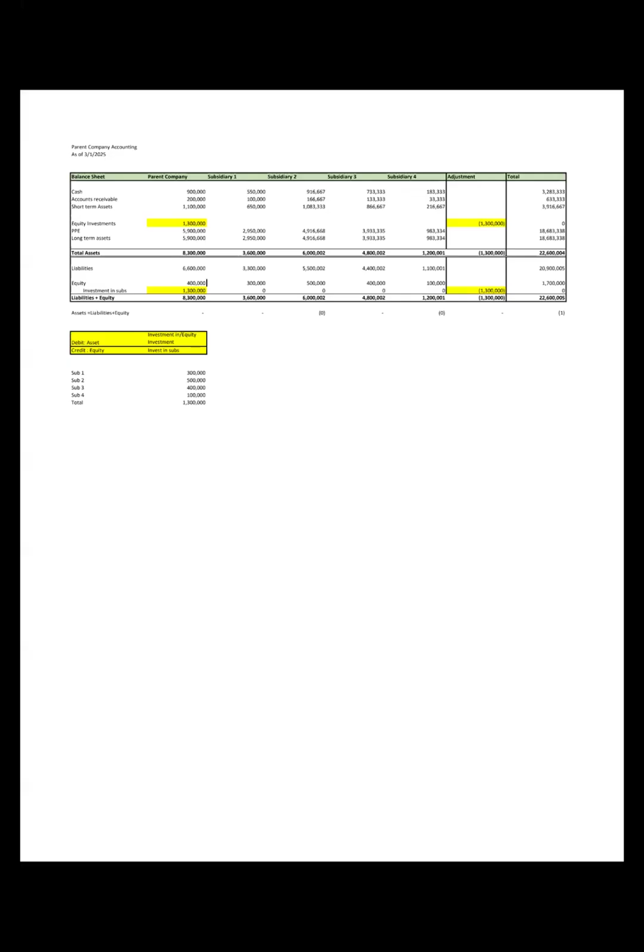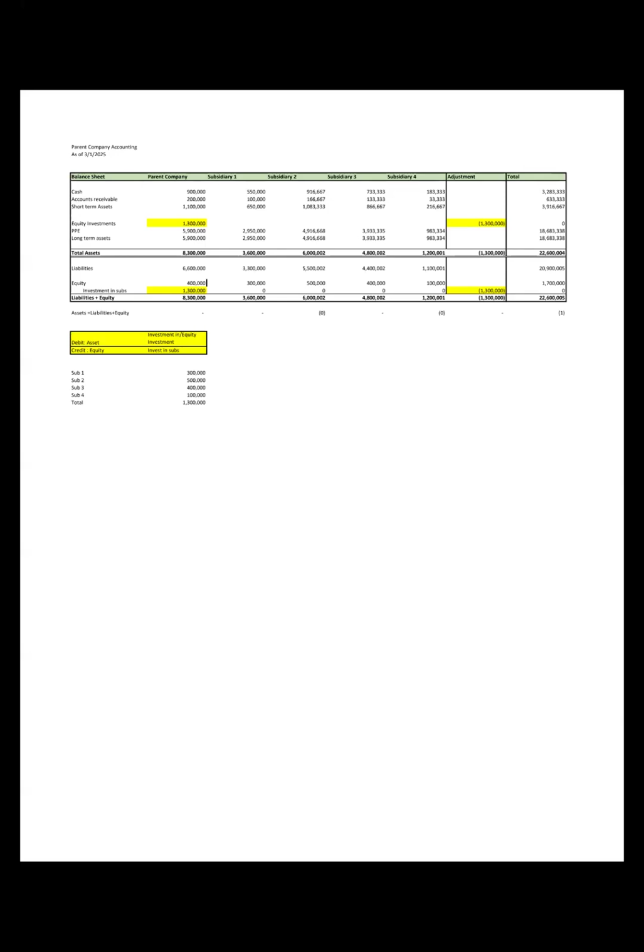Anyway, so let's move on to what it looks like after you have officially closed the books and consolidated everything. So as I mentioned, similar to the equity method, you sum up the subsidiary equities, you put it on the parent company's books, 1.3 million in your equity investments, and 1.3 million in your investments in subs. Again, I notated that the debit goes to the asset, the credit goes to equity.